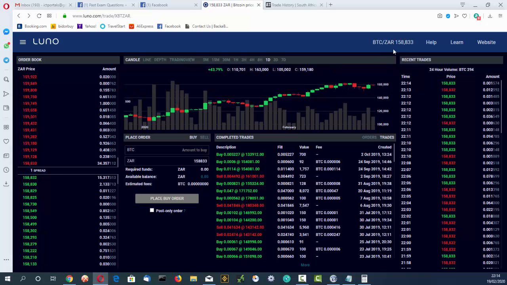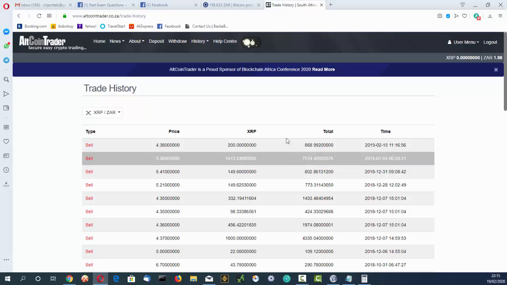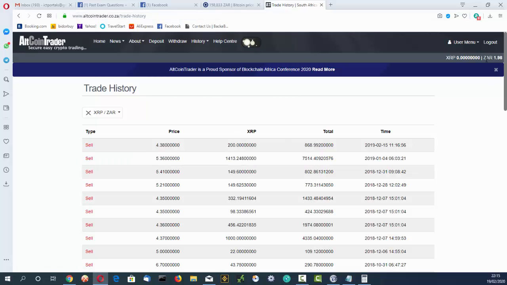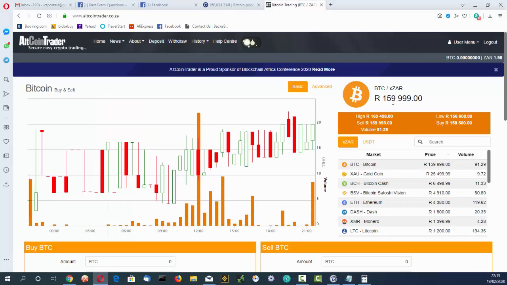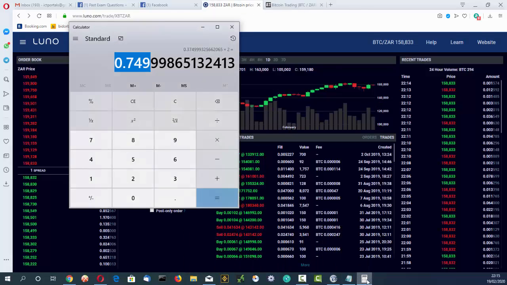Now the only thing I want to explain now is what we call arbitrage trading. What is arbitrage trading? Arbitrage trading is the trading system whereby you buy from one platform, you go and sell it on another platform. Did we understand what I'm saying? Good. Look at the price here. Bitcoin price is 158,833 here. If we come to AltcoinTrader, home, see, 159,999. If we look at the, let's pull our calculator up.